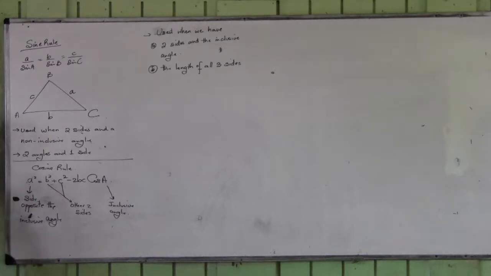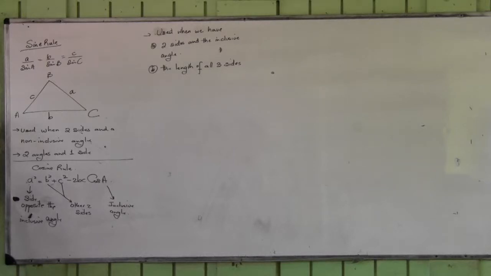Cosine rule says a squared is equal to b squared plus c squared minus 2bc cosine A. Ladies and gentlemen, in this cosine rule formula, little a is the side that is opposite the inclusive angle. B and C are the other two sides. And capital A is the inclusive angle.